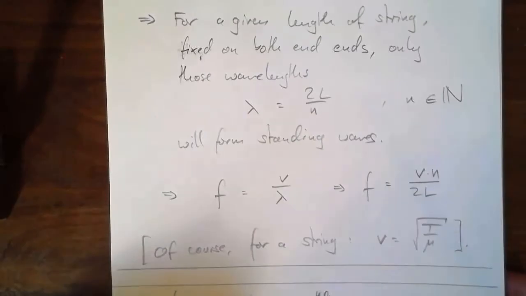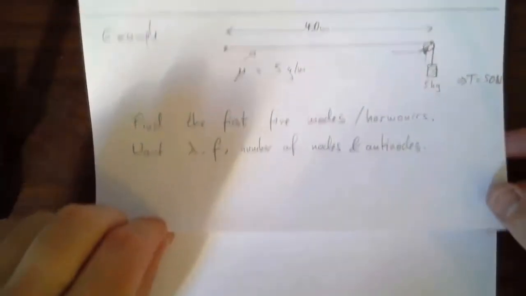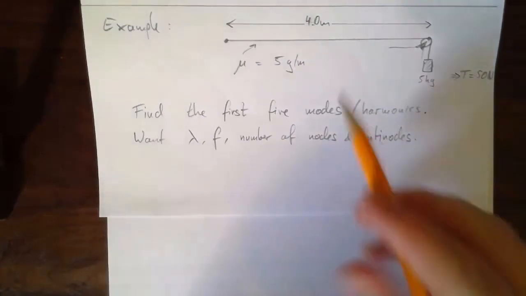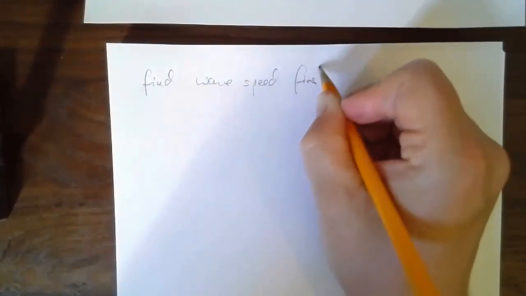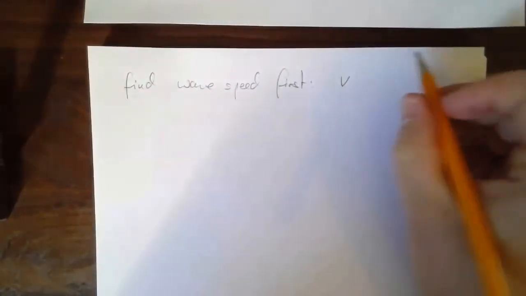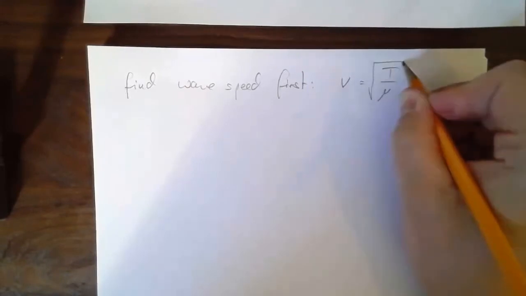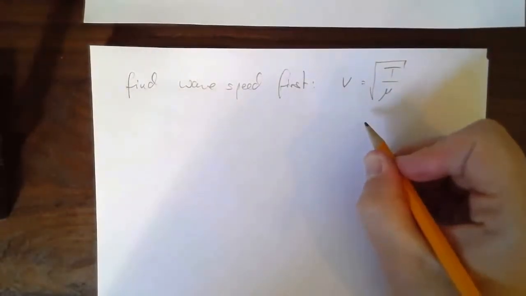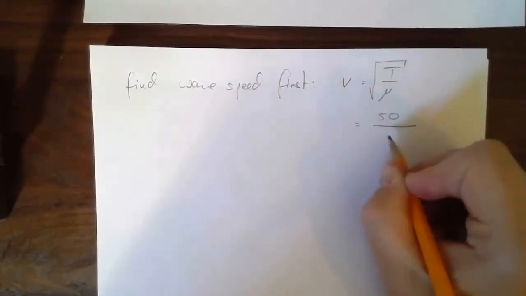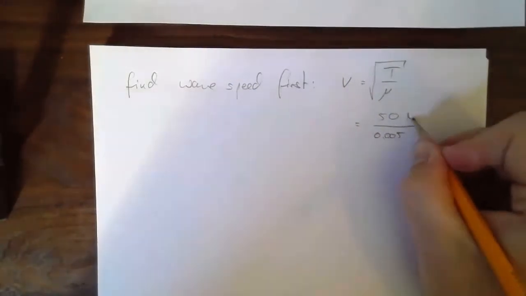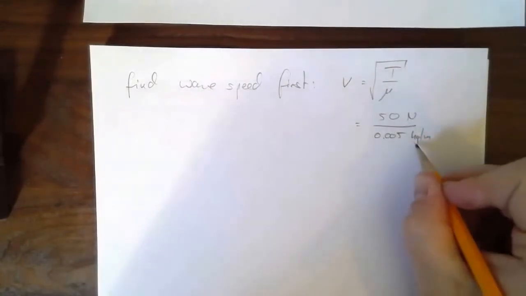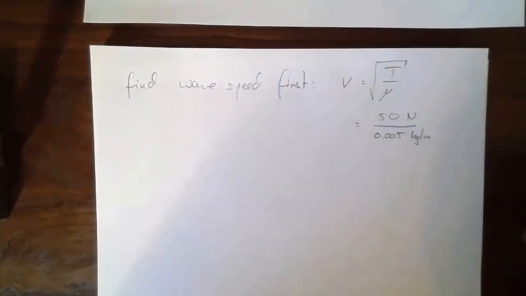Let's do the math. The first thing we need is the speed of the wave. Let's calculate that. Find wave speed first. So v, the speed of the wave, because it's a string, is equal to this. Plug in the values, and in our case, it's 50 newtons divided by 5 grams per meter, so that's 0.005 kilograms per meter. Of course, we have to use kilograms, because a newton is secretly a kilogram meter per second squared.